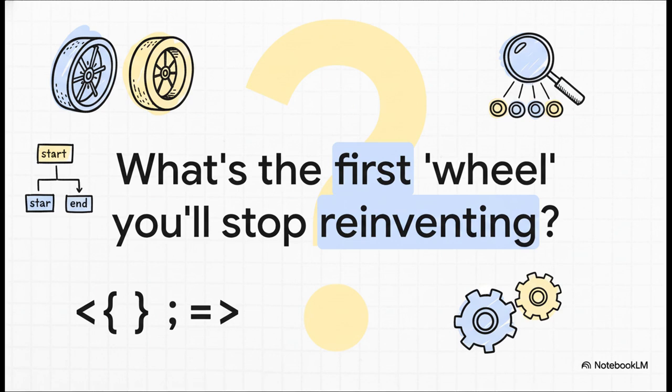And that really brings us to the final thought I want to leave you with. The next time you're coding and your fingers start to type for int i = 0 just to find something in a list, I want you to stop. And I want you to ask yourself this question. What's the first wheel you're going to stop reinventing?